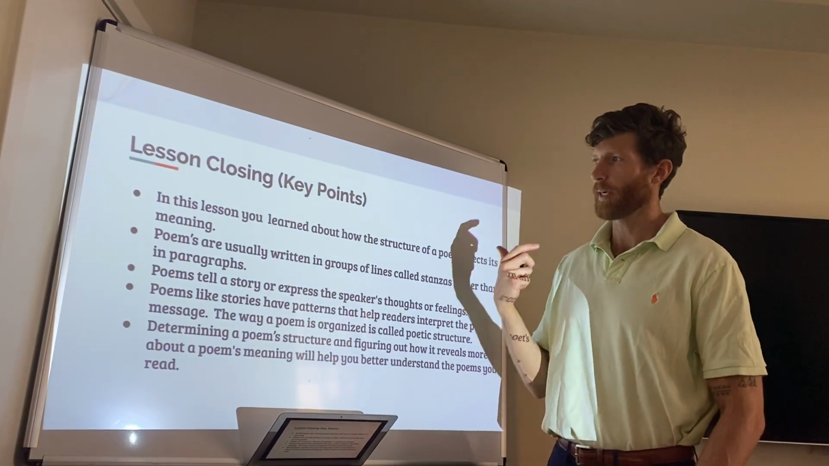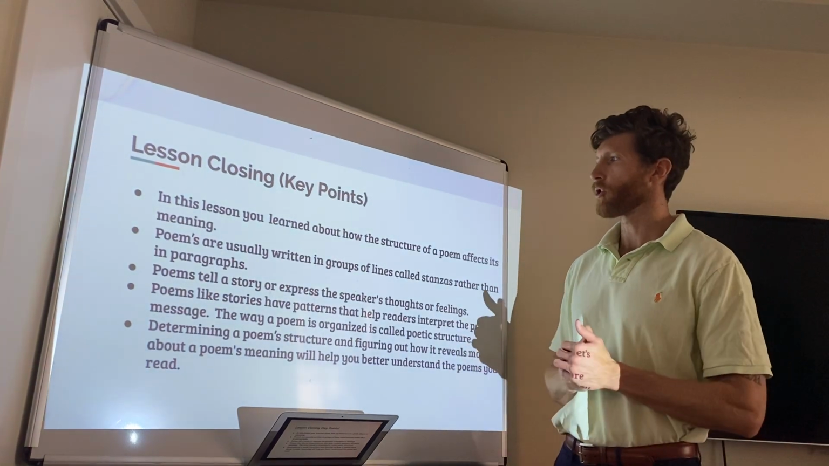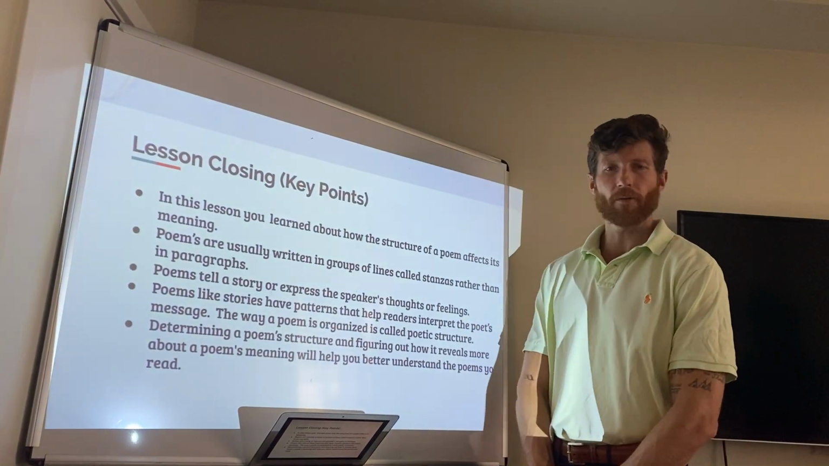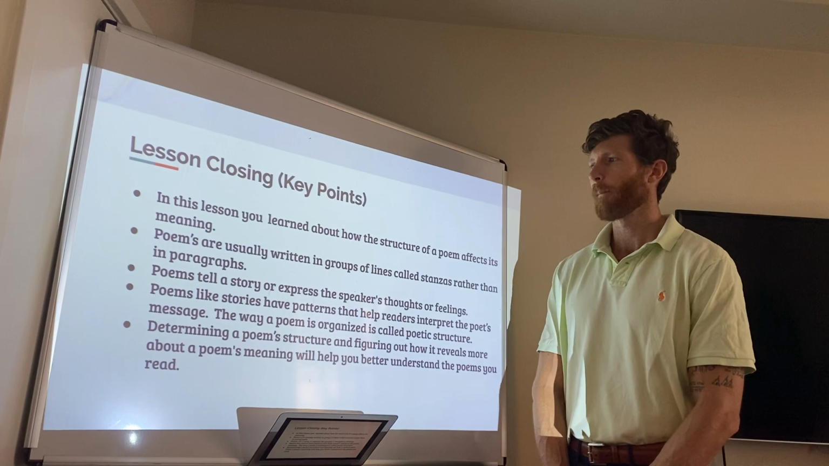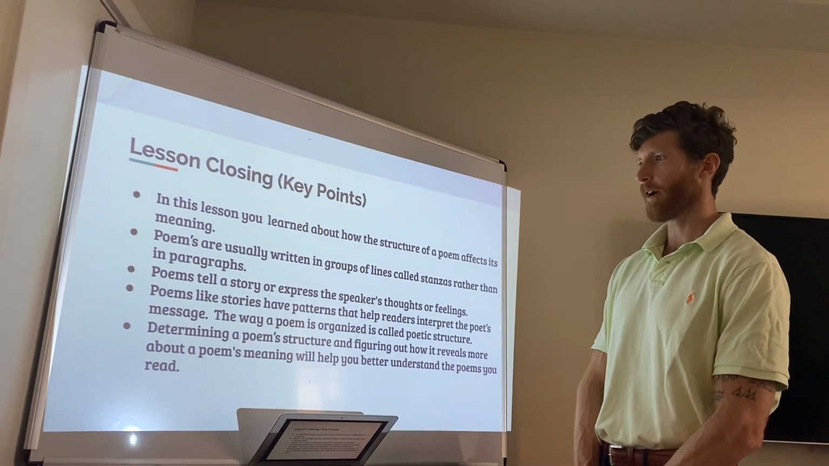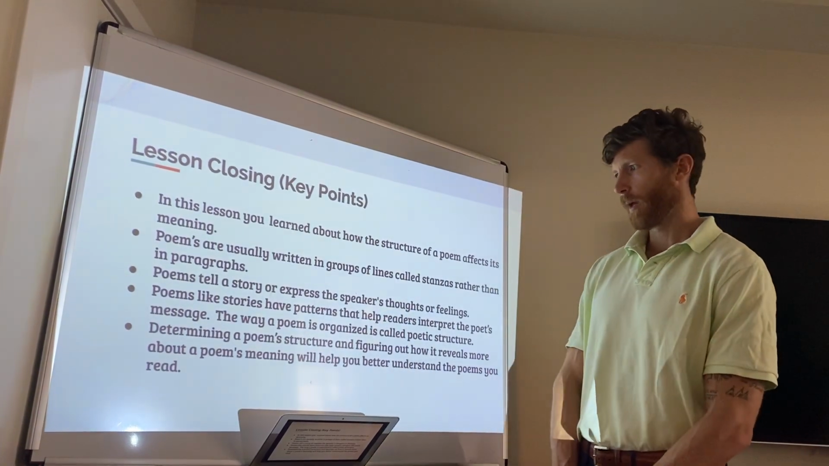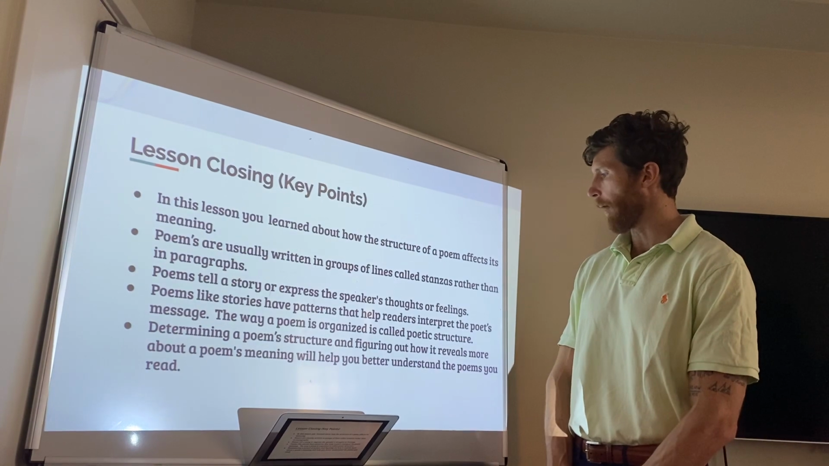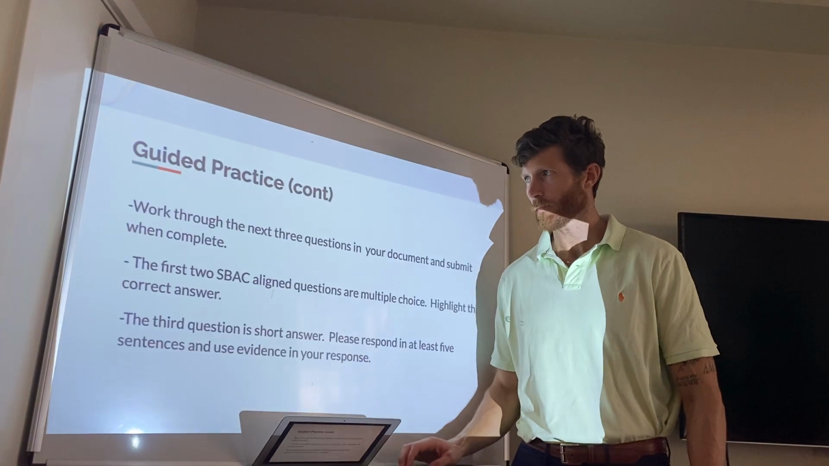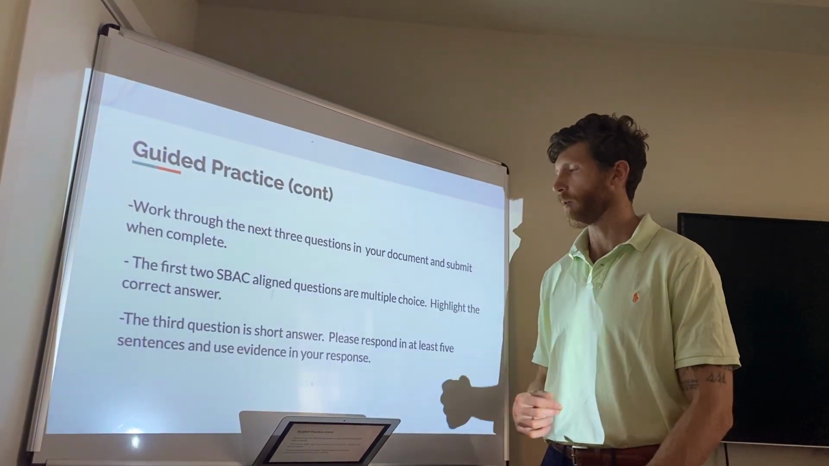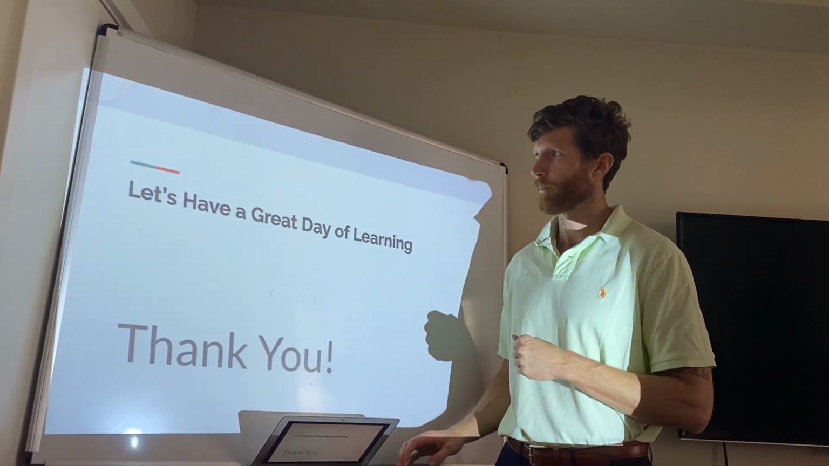Okay, so key points in this lesson, we learned about how the structure of a poem affects its meaning. Poems are usually written in groups of lines called stanzas rather than in paragraphs. Poems tell a story or express the speaker's thoughts or feelings. Poems, like stories, have patterns that help readers interpret the poet's message. The way a poem is organized is called poetic structure. Determining a poem's structure and figuring out how it reveals more about a poem's meaning will help you better understand the poems you read. So for your guided practice, work through the next 3 questions in your document and submit when they are complete. Okay?